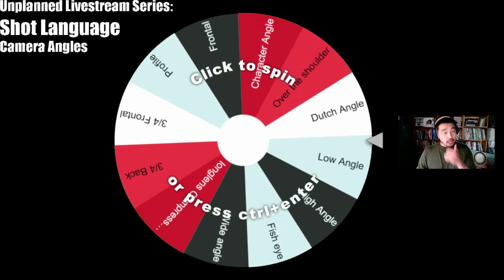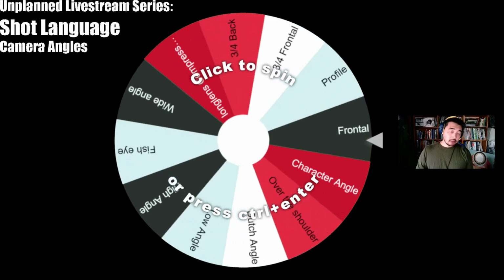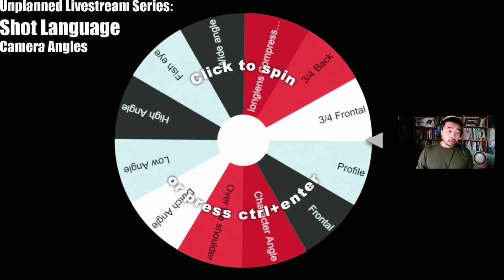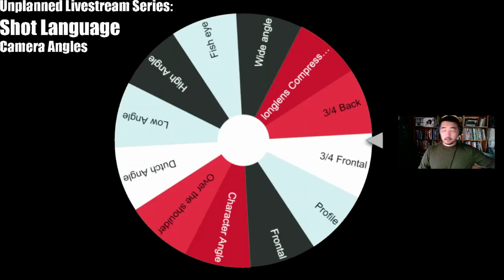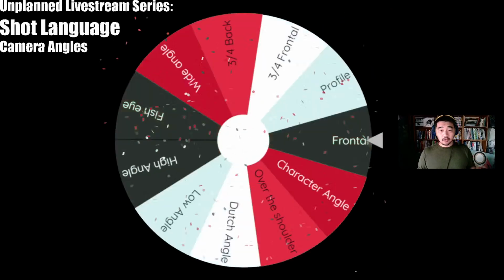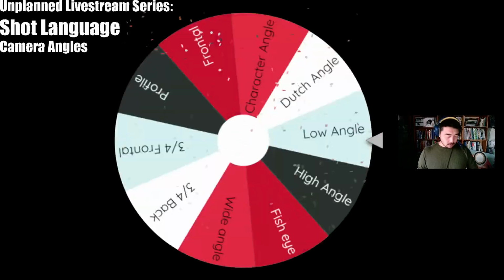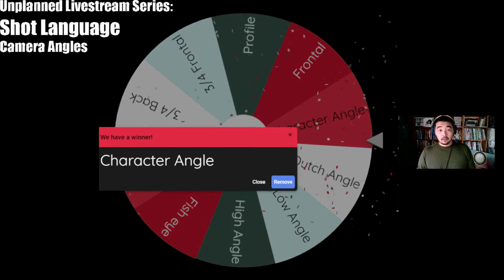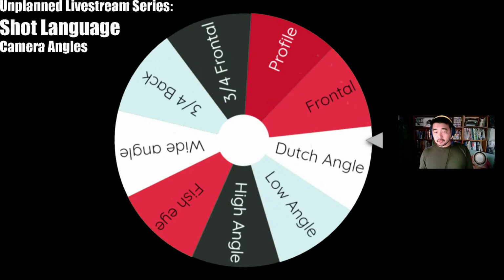Anyhow, let's jump right into this, because I got to get to work soon. So I am going to try out this Wheel of Decision, because so far I think this works. Let's interact with this. We've already done that before. Long lens compress shot over the shoulder. We've done that before. Character angle. I don't know what that is, but you know what? Why don't we try this?